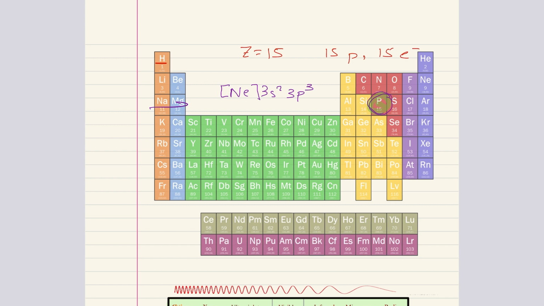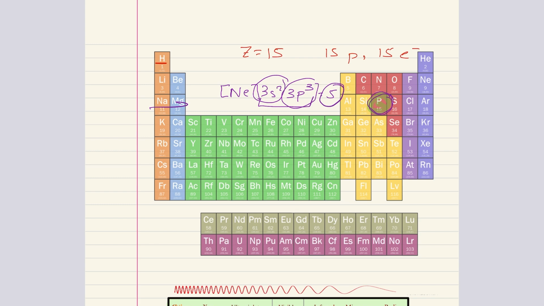For p block elements, the number of valence electrons depends on the highest principal energy level, which is 3. So we consider 3s2 and 3p3, and we add 2 plus 3 to get 5. That's the number of valence electrons in phosphorus.